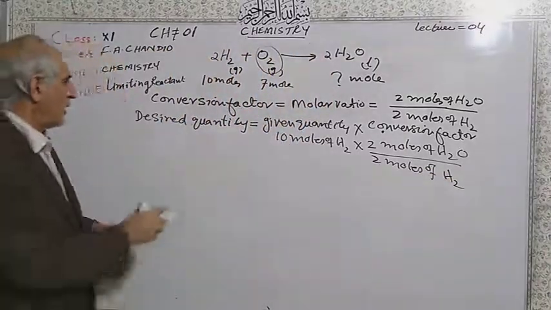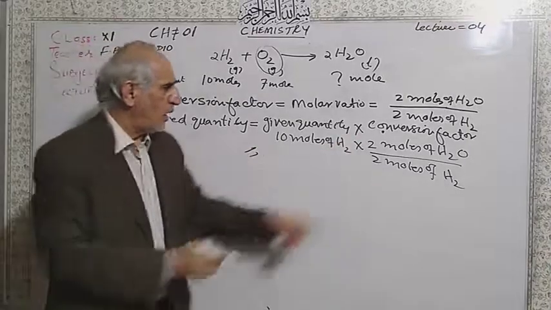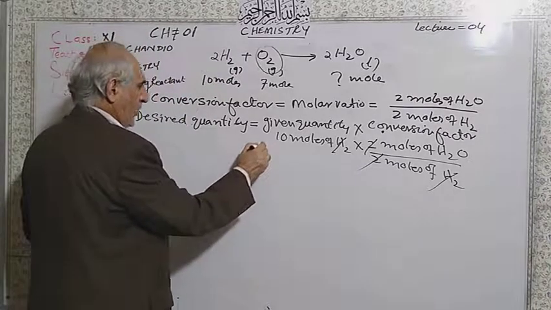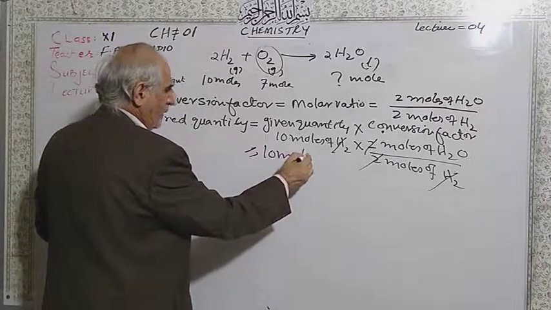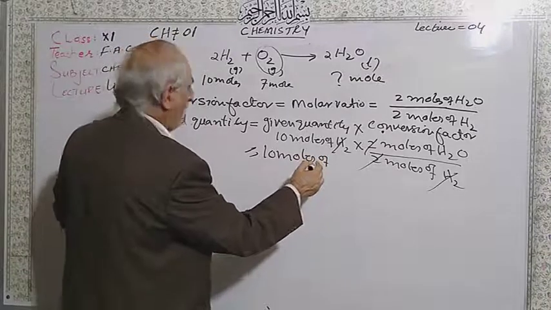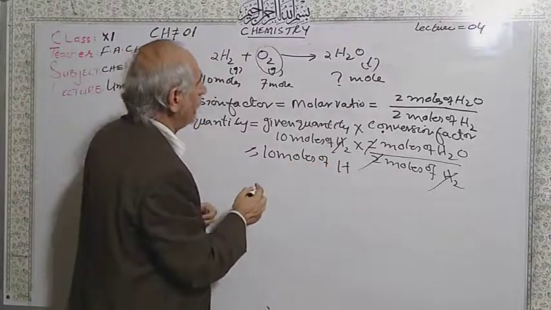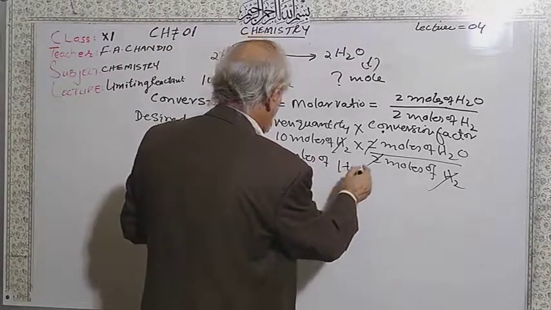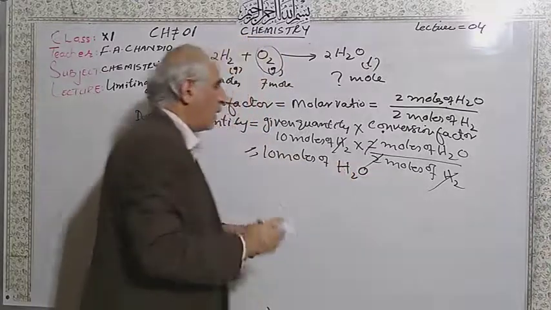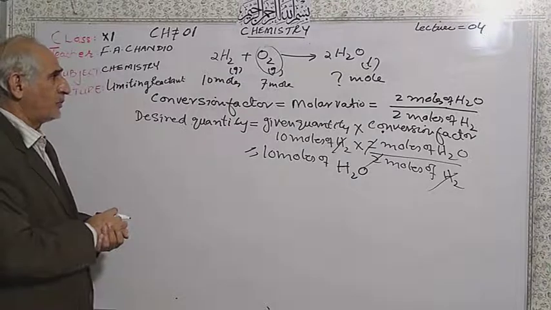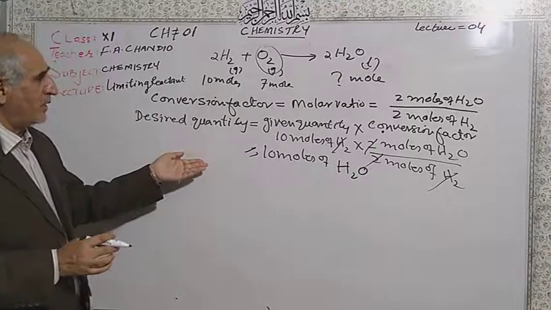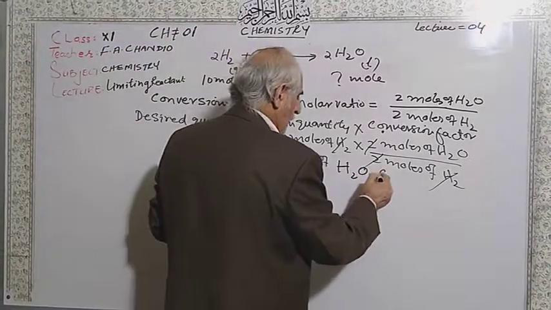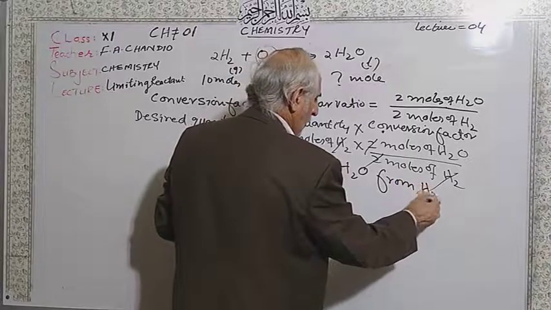So this is now, the 2 of hydrogen cancel, 2 cancel. You will get 10 moles of water. 10 moles of water you will get. This is the one answer from the hydrogen. These 10 moles of water we calculate from hydrogen.